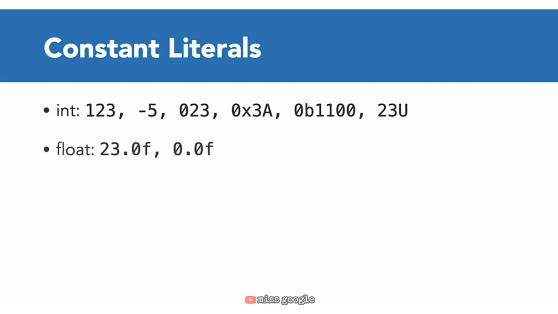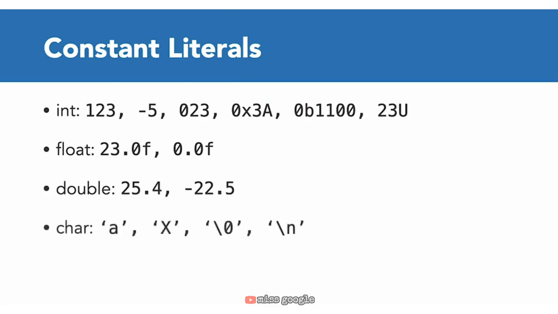Floats are entered with the decimal point and at least one digit to the right, even if the value happens to be an integer, and you must specify the float type with a trailing f, as in 23.0f or 0.0f. Doubles are the default floating point type, so you write the number like a float literal without the trailing f.